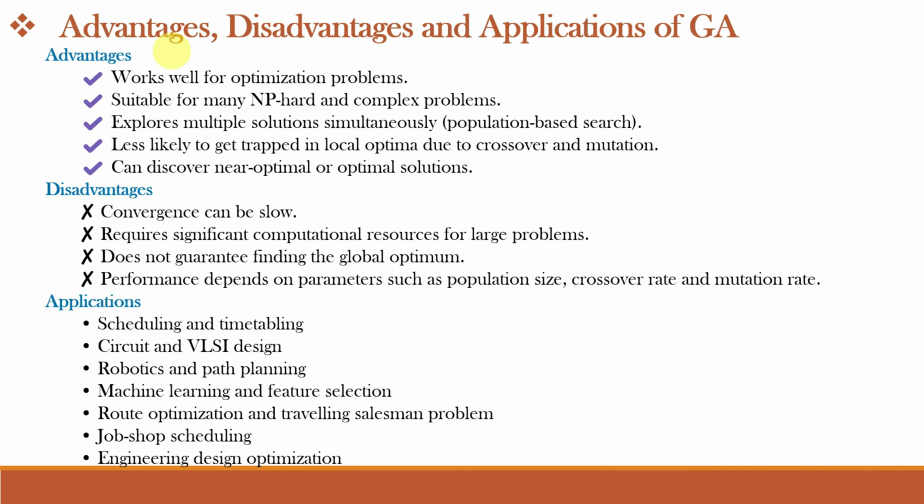Let us see the advantages, disadvantages and applications of genetic algorithms. Genetic algorithms have several advantages. They are very useful for optimization problems and are suitable for many complex and NP hard problems. Since they work with a population of solutions instead of a single state, they can explore many possibilities simultaneously. Because of crossover and mutation, they are less likely to get trapped in local optima and can often find very good solutions.